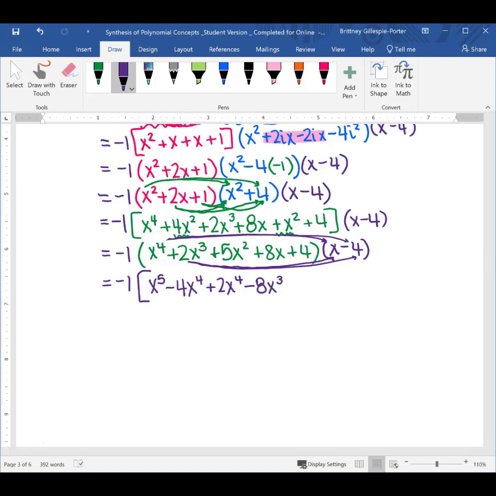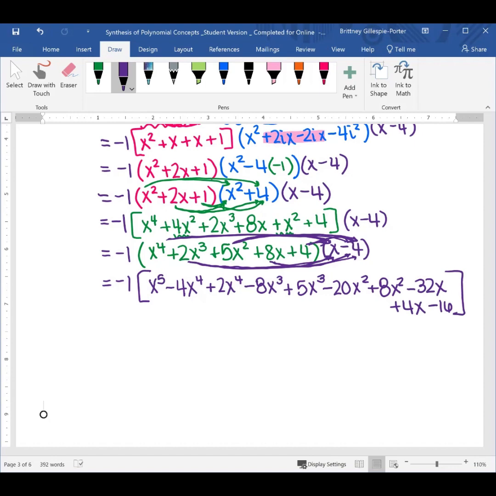We're on to the 5x squared. 5x squared times x gets us positive 5x cubed. And 5x squared times negative 4 gets us a negative 20x squared. We're almost done. 8x times x gets us a positive 8x squared. 8x times negative 4 gets us negative 32x. We're in the home stretch. 4 times x gets us plus 4x. And 4 times negative 4 gets us negative 16.